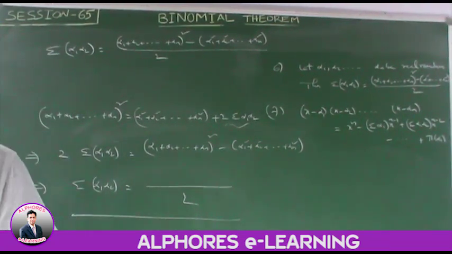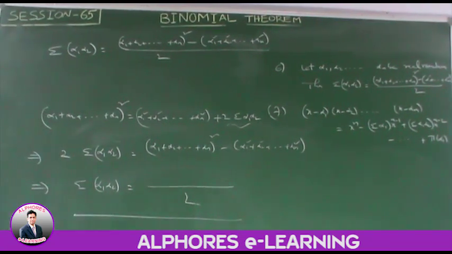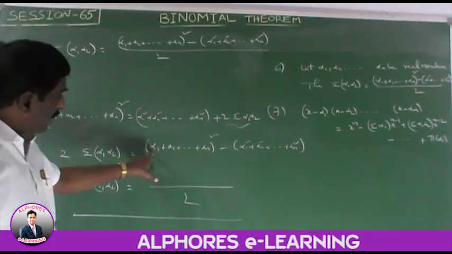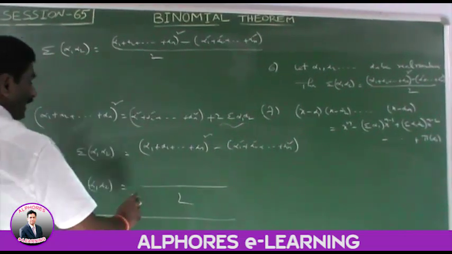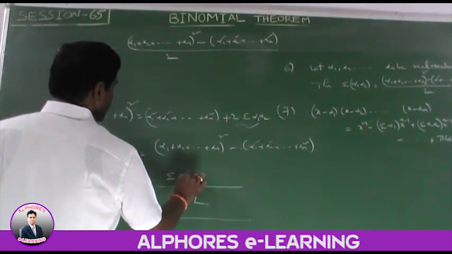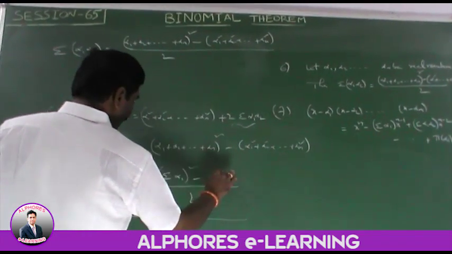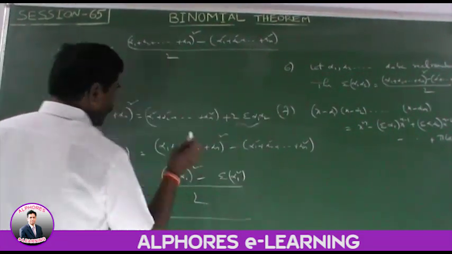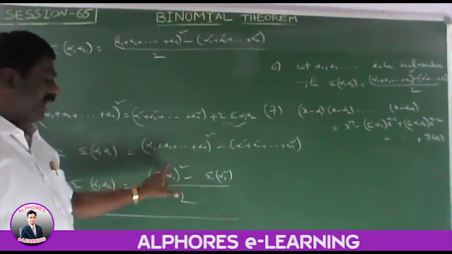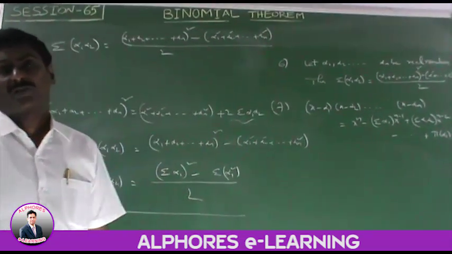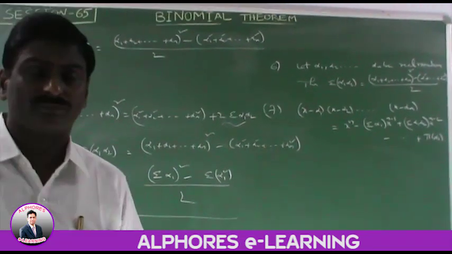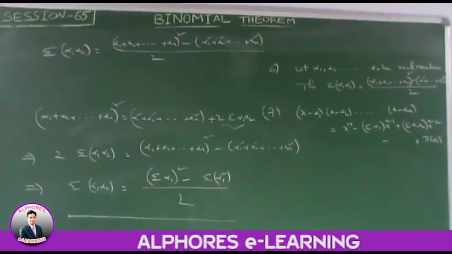The sum of the product of the values taken two at a time, sigma alpha 1 alpha 2, is equal to the sum of the numbers whole square minus the sum of the squares of the numbers. Simply it can be written in this way: sigma alpha 1 whole square minus sigma alpha 1 square. Sigma alpha 1 whole square means (alpha 1 plus alpha 2 plus ... alpha n) whole square, minus (alpha 1 square plus alpha 2 square plus ... alpha n square), by 2. Very, very important.